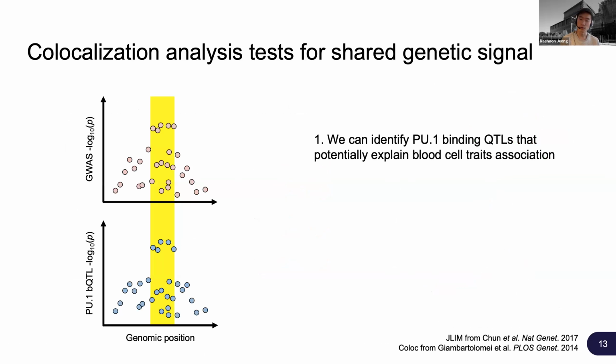Now, the last piece of this puzzle is figuring out which PU1 BQTLs share genetic signals with blood cell traits. Colocalization methods specifically evaluate this. And under the hood, they compare the genetic associations in a locus for the two phenotypes, in this case, PU1 binding and some blood cell trait, and determine whether the data are consistent with the two phenotypes sharing the causal variant. Loci showing colocalizations are cases where a genetic variant likely affects both PU1 binding and some blood cell trait.